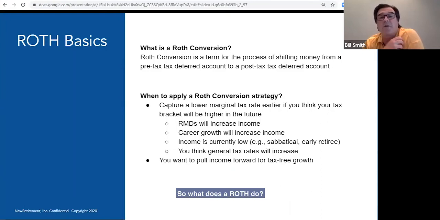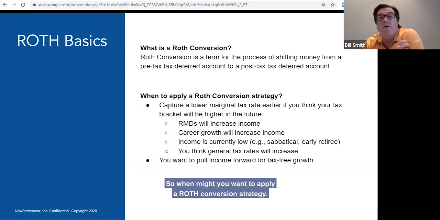Okay, so what is a Roth conversion? A Roth conversion is the process of shifting money from the pre-tax tax deferred account, so that would be your IRA or your 401k, to a post-tax account, and that's going to be your Roth. So again, it's just deciding when you're going to take that tax hit. Both accounts get to enjoy tax deferred growth. It just depends again on when you're going to pay those taxes.